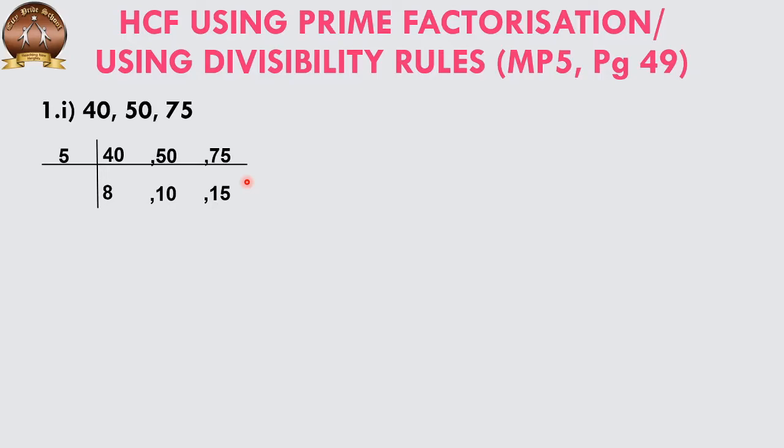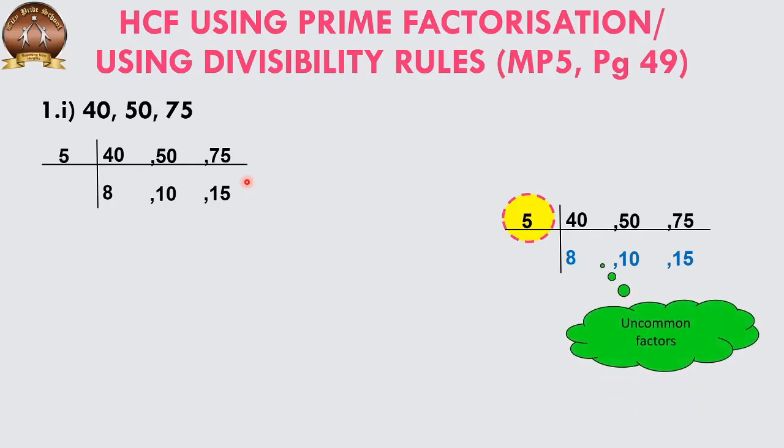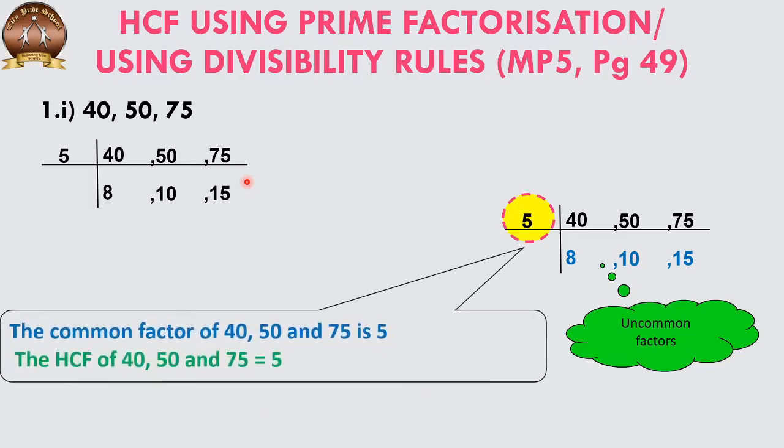So what do we get here as the HCF? I think you have guessed it right. It is 5. 8, 10 and 15 have no common factors in them. So the common factor of 40, 50 and 75 is 5, which is also known as the highest common factor.